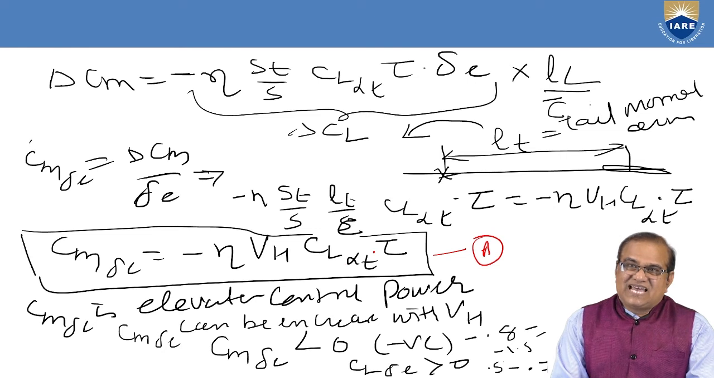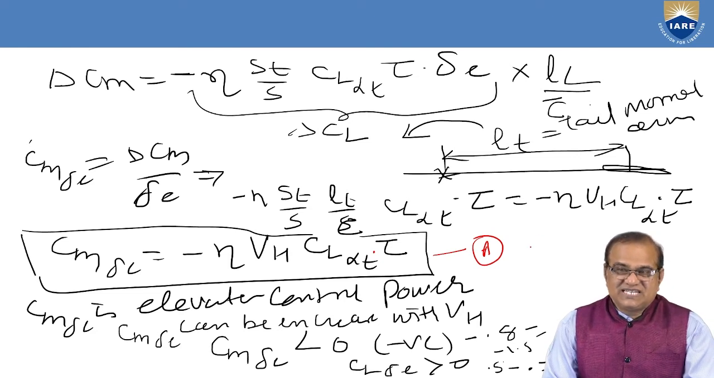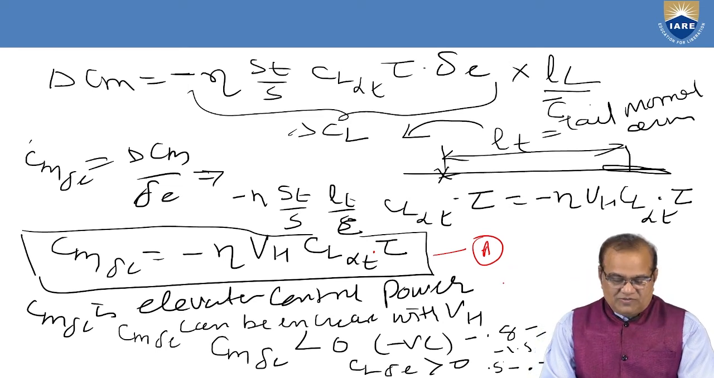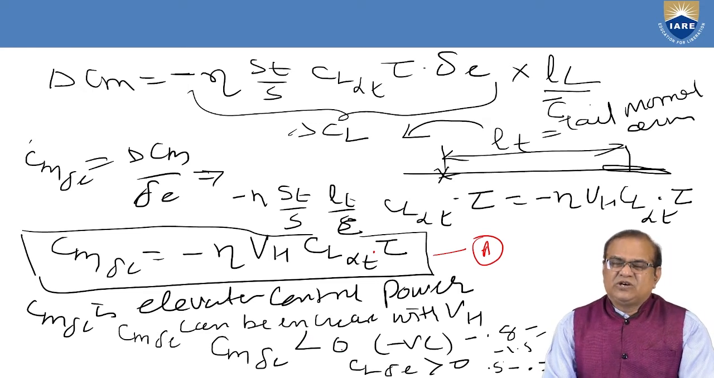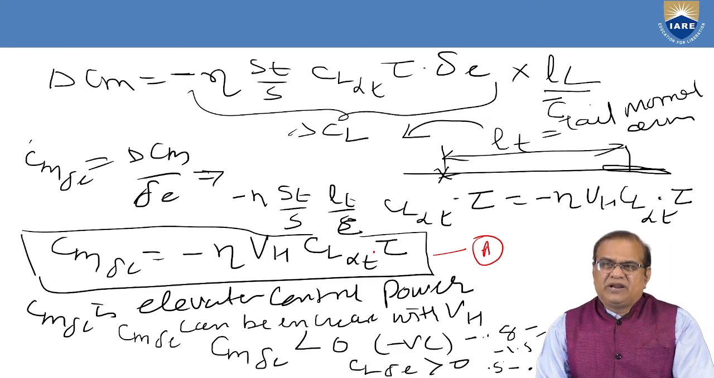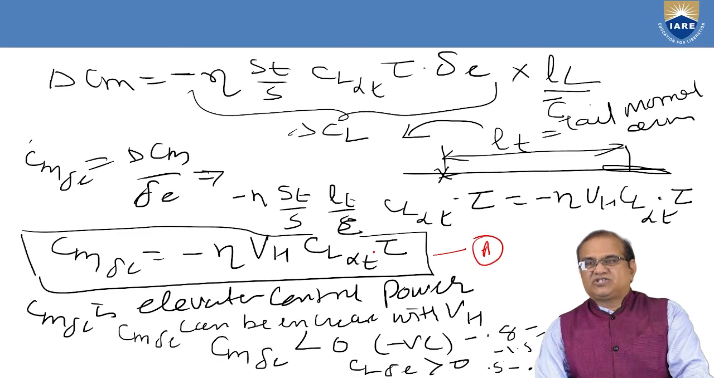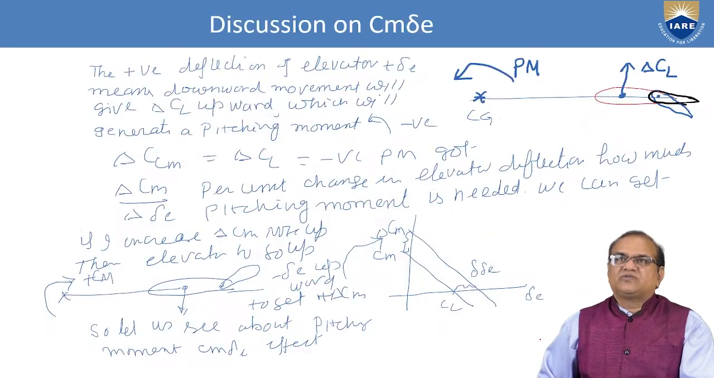If we increase the size of VH, meaning either the area of the horizontal tail or the LT, the moment arm, the magnitude of Cm delta E will increase. Cm delta E should be negative, and normally it is minus 0.8 to minus 1.5. CL delta E is positive and it is 0.5 to 0.7. This value we should understand.